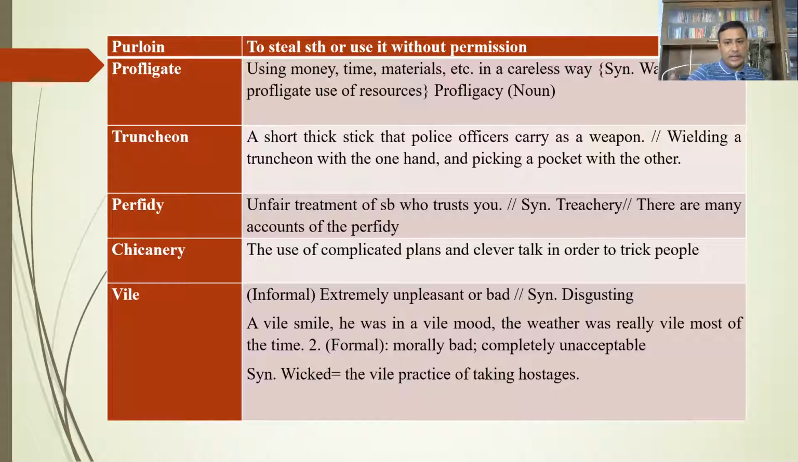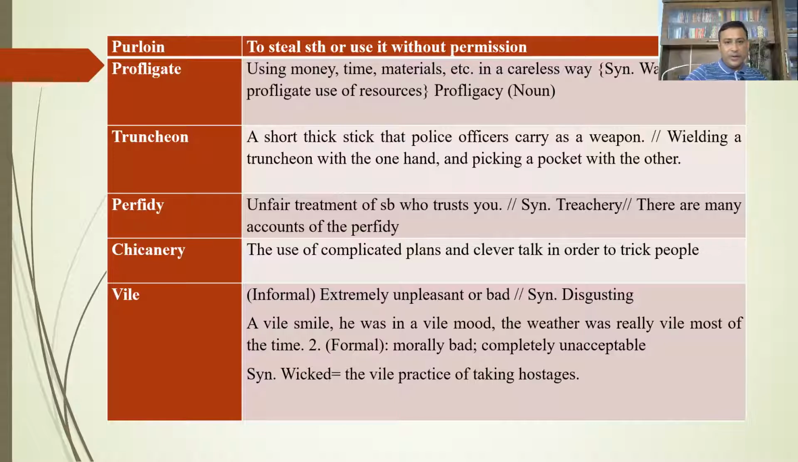एक ऐसा छोटा डंडा जिसको पुलिस वाले रखते हैं एक weapon की तरह से. Wielding a truncheon with one hand and picking a pocket with the other. एक हाथ में छोटी वो लकड़ी, वो डंडी, और दूसरे हाथ से जेब पर अटैक. That was the true nature of the Britishers, as being described by Dr. Shashi Tharoor in this wonderful book, An Era of Darkness.